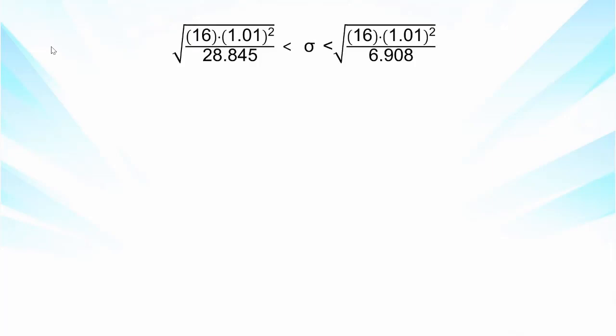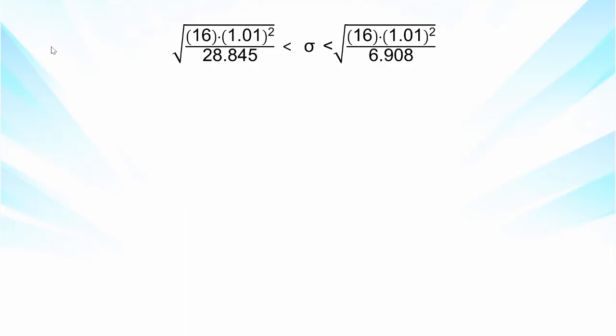So with each one of these fractions, we're going to have the same numerator. N minus 1, which is the degrees of freedom, 16, times the s value, which we knew was 1.01, squared. That's our same numerator for both fractions. In the left-hand fraction, we're going to have chi-square R, which is 28.845. In the right-hand fraction, we're going to have chi-square L, which is 6.908.